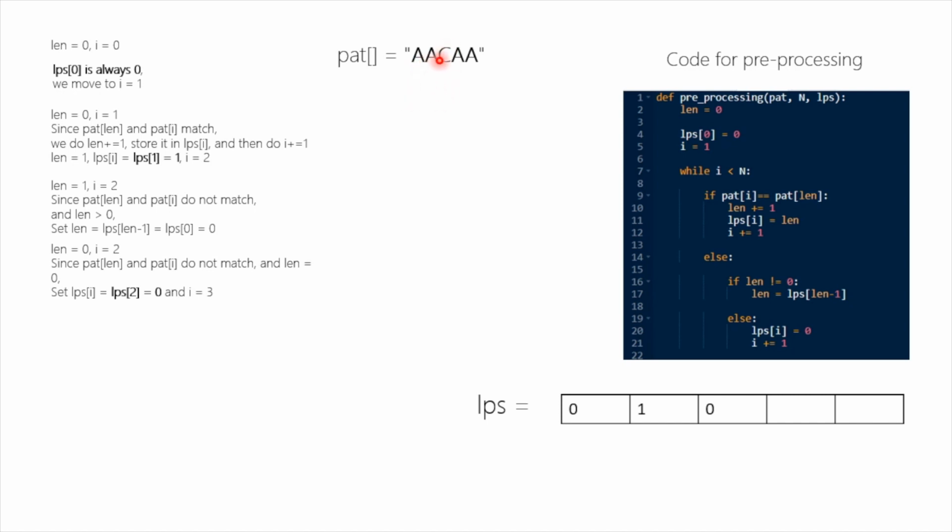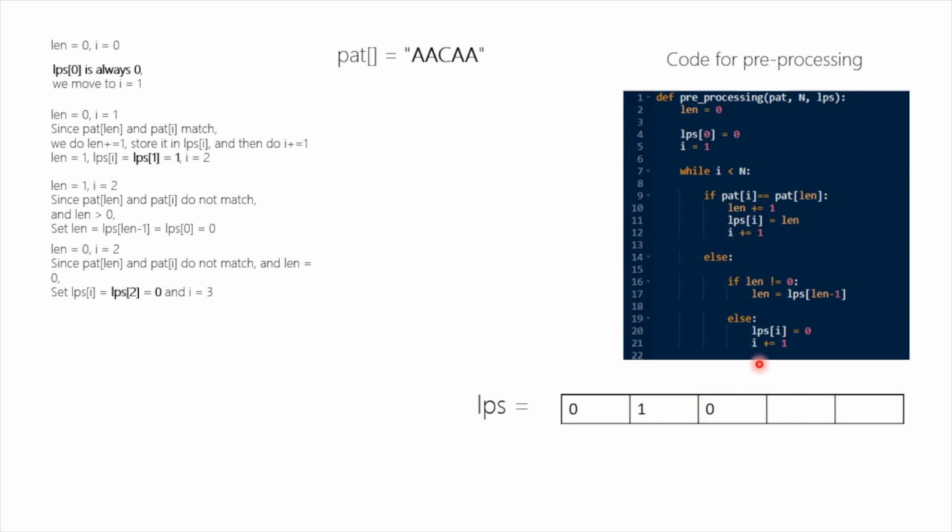would be empty string, C, and AC. The proper prefixes would be empty string, A and AA. Since it only has one common proper prefix and suffix, which is an empty string, the value of LPS at index 2 will be 0.